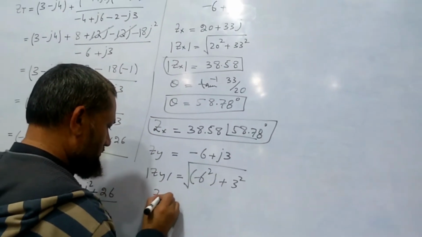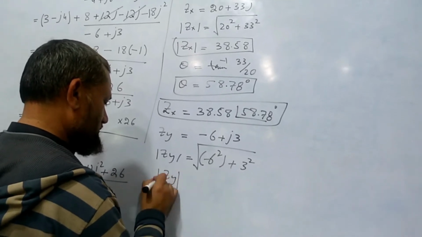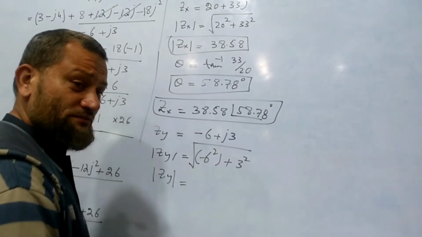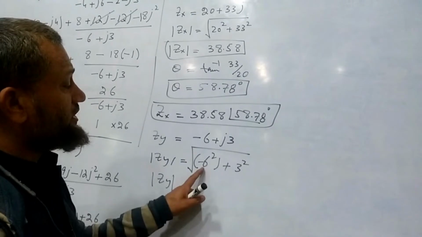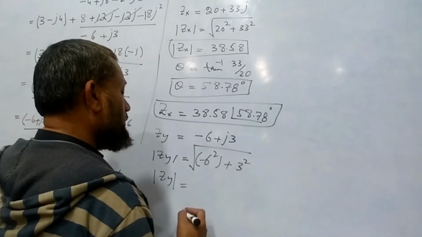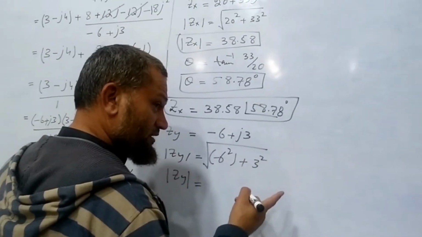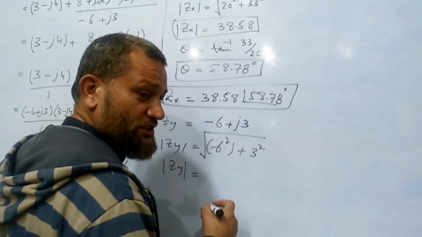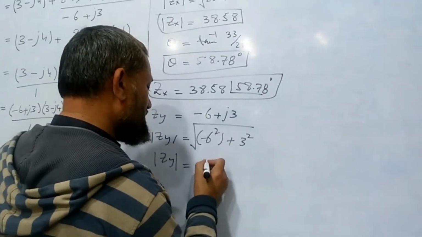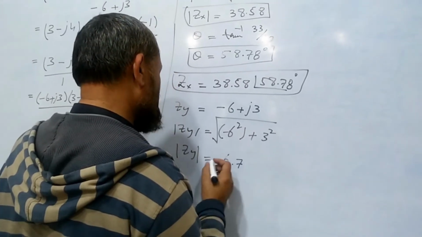This one magnitude: 36 and 9, that is 45, root of 45 is 6.708, approximately 6.7.